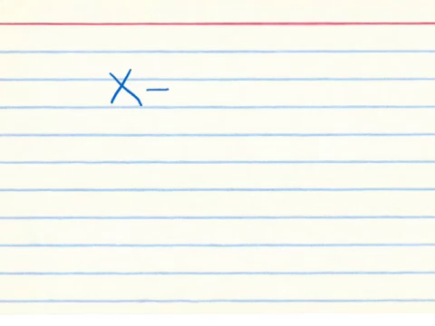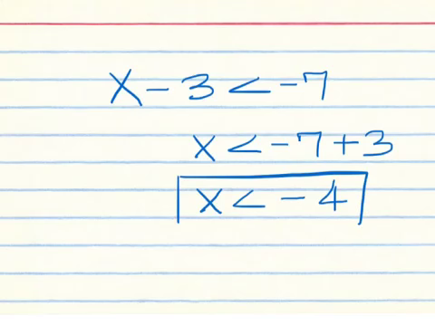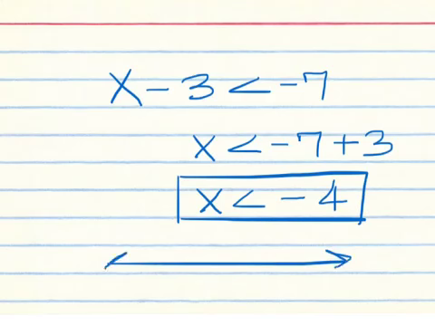On this one, x minus 3 less than negative 7. Move the minus 3 to the right, make it plus 3. Simplify that to negative 4. X less than negative 4 is your answer, and the graph with your 0 in the middle. Go back 4. Is it an open or closed dot? What direction do I go? Left.